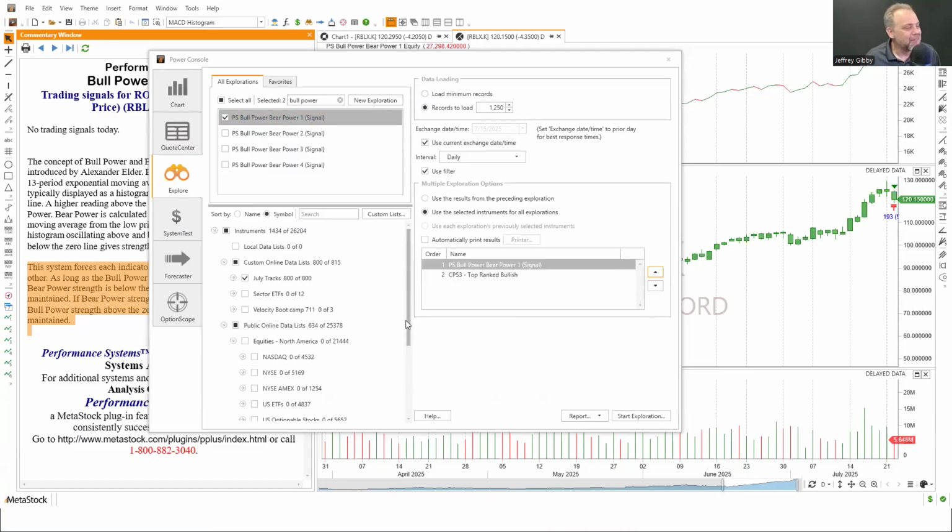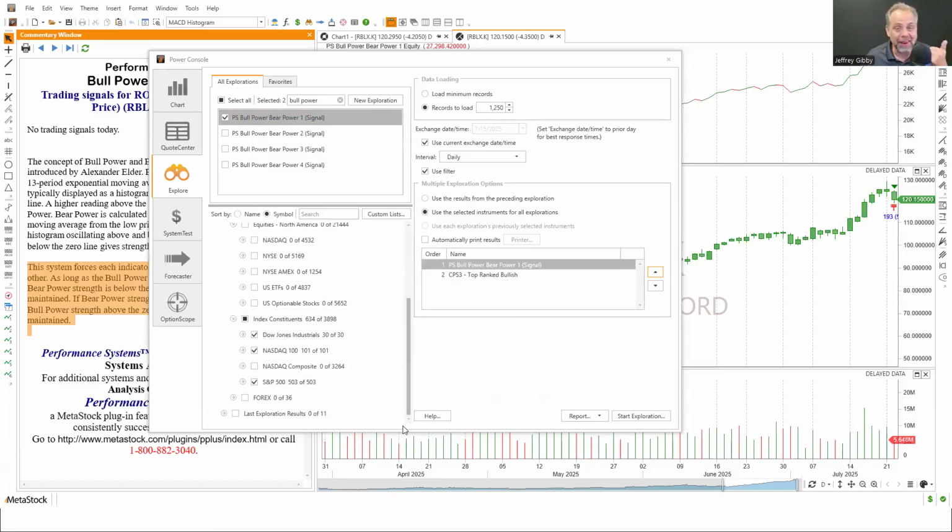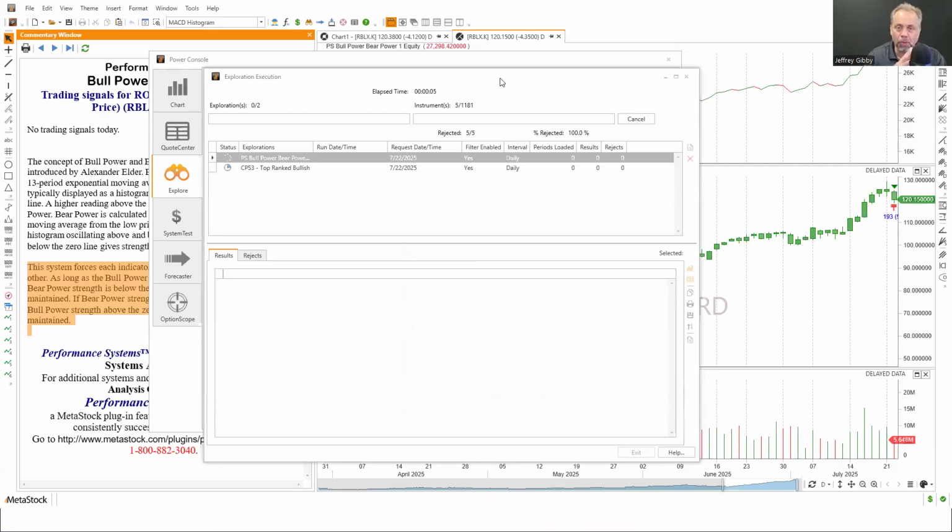No time. But if we come down here a little bit, I've also got the Dow Industrial, the NASDAQ 100, and the S&P 500. Go ahead and start that as a scan. I'm going to show you that it's running, but we probably won't let it sit through the whole thing. But I love scanning in Metastock.